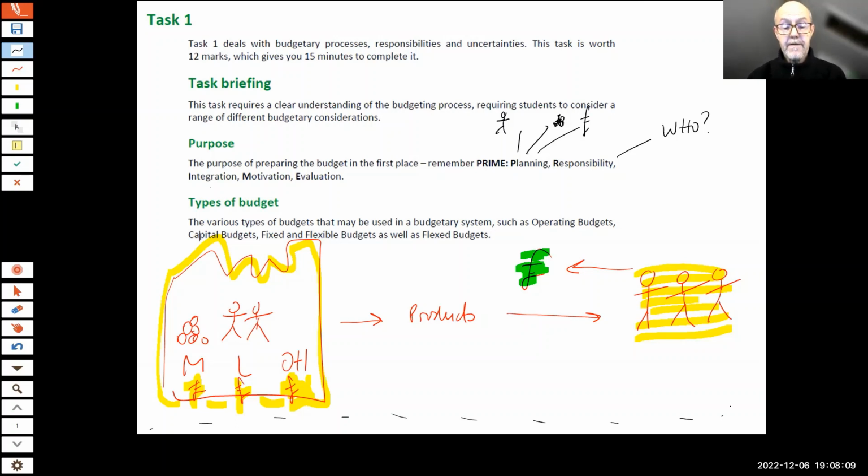A budget can be used as a target to give people something to aim for. That's my target. Evaluation. Once we've created our budget, somebody needs to monitor to see that what's happening is something like what we expected to happen. And if it's not as good as or better, then what we need to do about it. So it's a whole process.